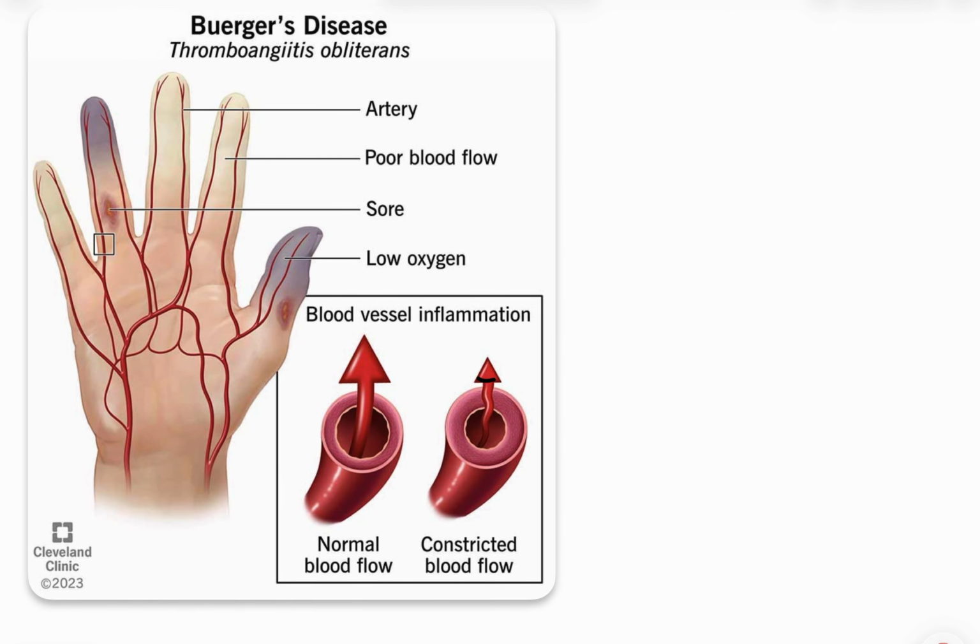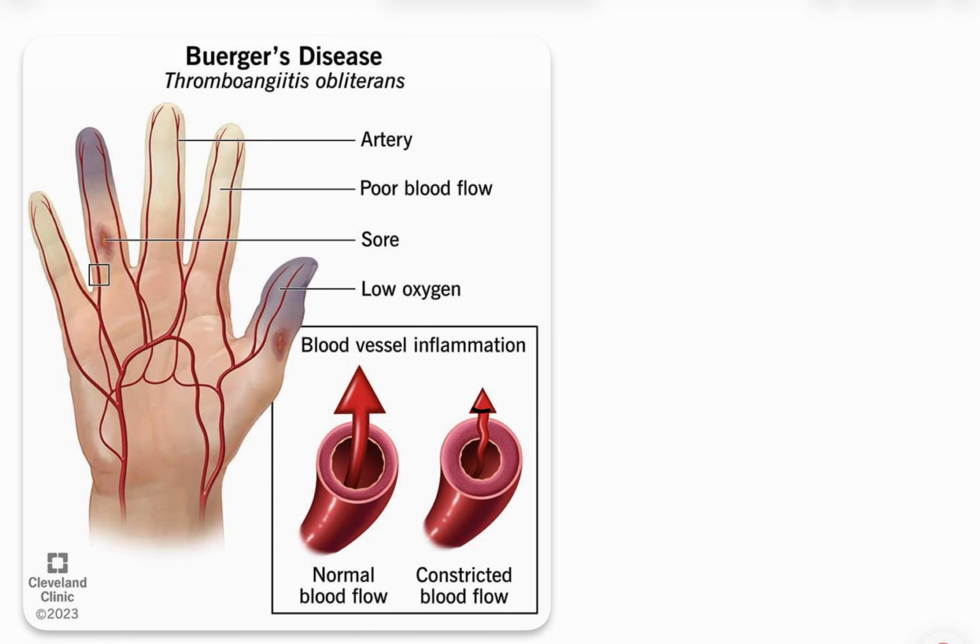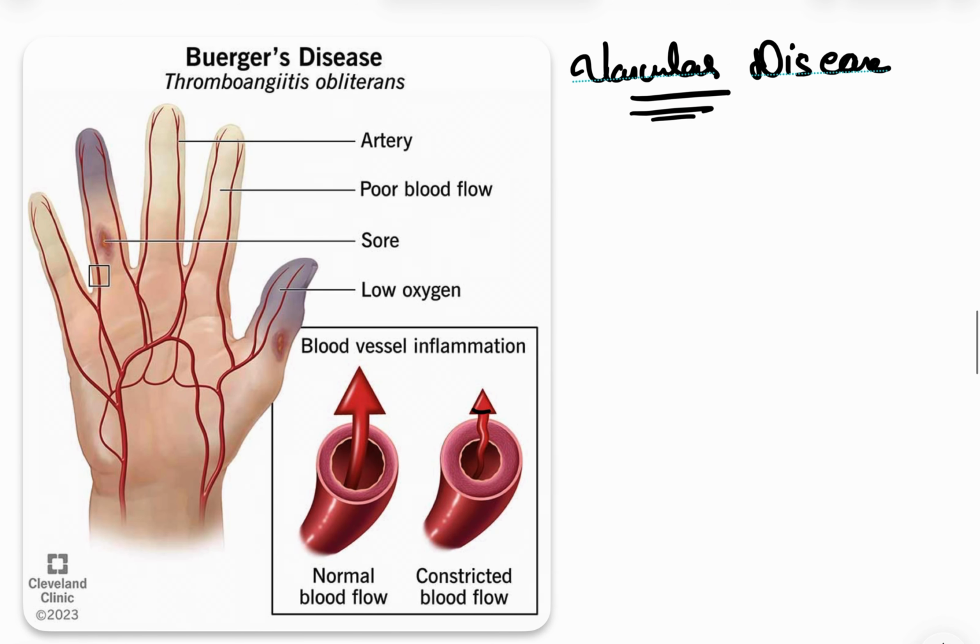Today we are going to see two vascular disorders. First one is Buergers disease and the next one is Raynaud's disorder. Vascular disease means a disease affecting the blood vessels of the human body, and the vascular disease we are going to discuss first is Buergers disease.